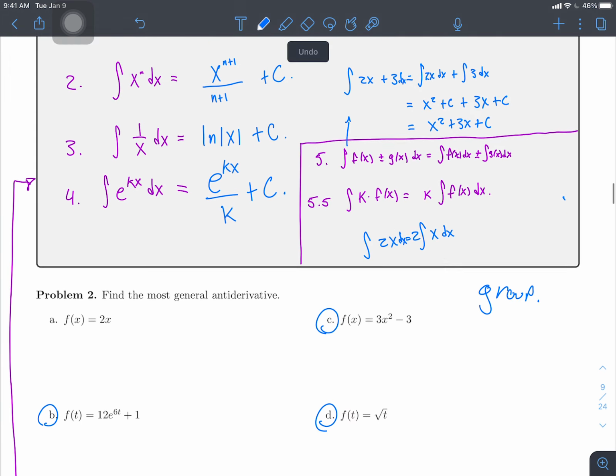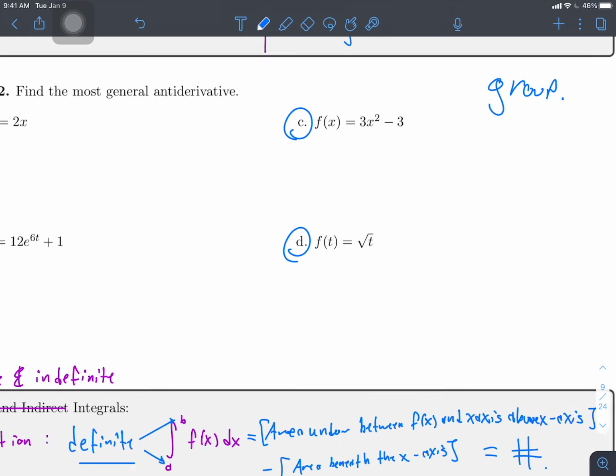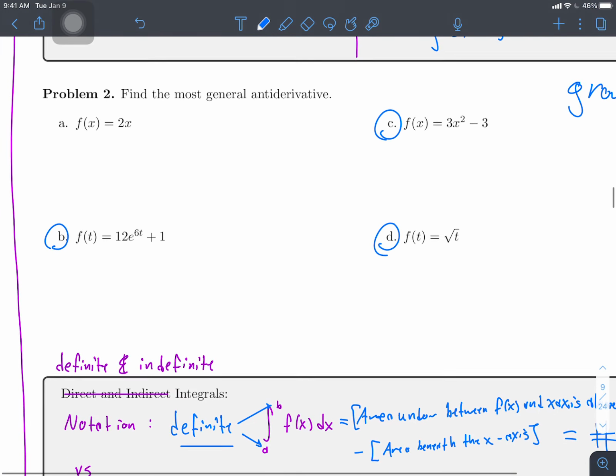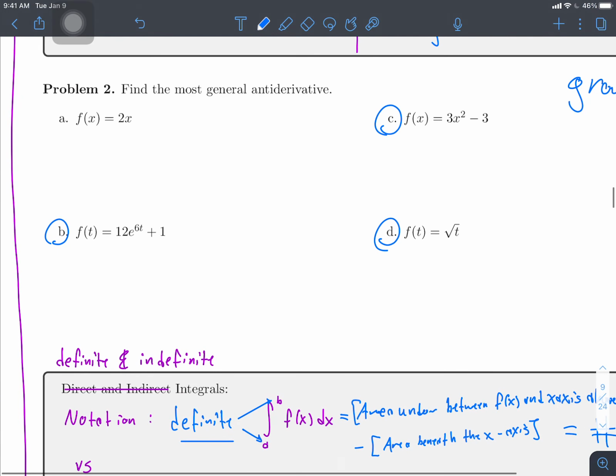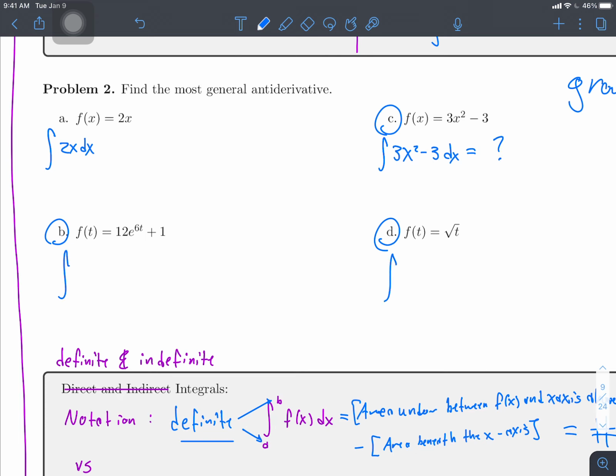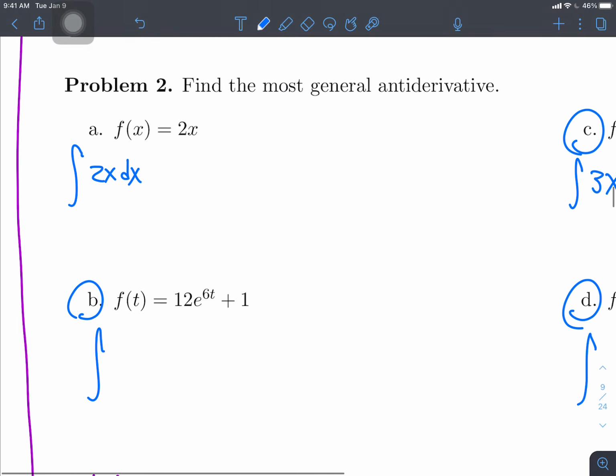All right, so let's see some examples here. For each of these, I'm going to do the first one, and then we're going to work in a group. So the first one, what we want to do is find the integral of 2x dx. And then for the other ones, same deal. It'll be the integral of 3x squared minus 3 dx equals question mark. And then same deal, integral and integral for the last two. But let's do the first one together really quickly.